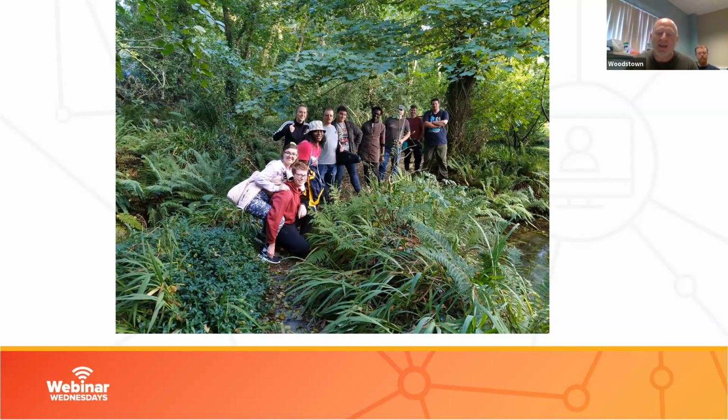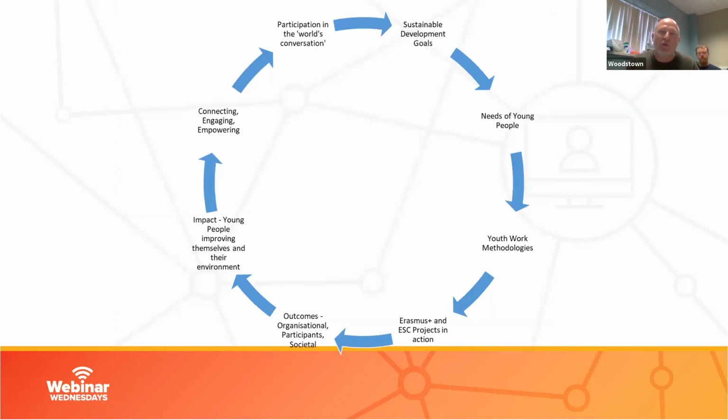But generally, we have lots of very positive outcomes at an organizational, at a young person and at a societal level. But the impact is that young people are improving themselves and they're improving their environment. That's what's actually happening. And that's the change that we wanted to make. And what that's leading on to now is that young people are connecting with each other all around Europe, in Ireland, in our own little locality here, but in our local communities. And what they're doing is they're engaging with things that they can do that actually make a real difference, that they take small actions, but those small actions are building and building and building. And young people are becoming empowered.